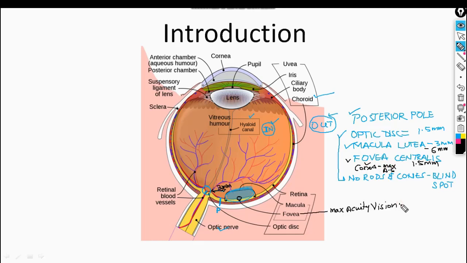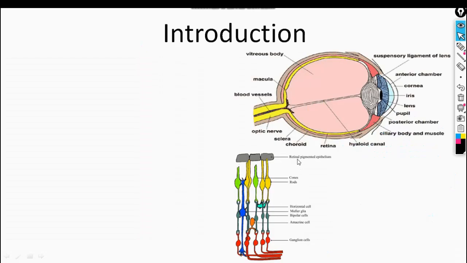This is also known as visual acuity. It is represented as 20 by 20, which means you can see an object clearly at a distance of 20 feet. So this retina has an arrangement of the retinal pigment epithelium with the rods and cones, as well as the horizontal cells, bipolar cells and ganglion cells. These are all arranged in 3 layers.